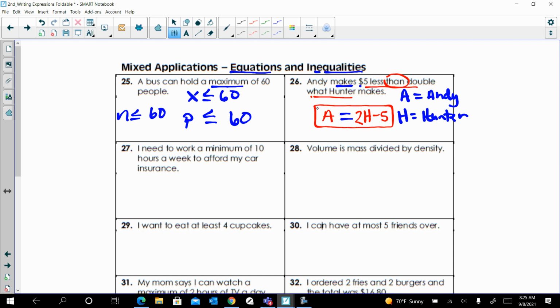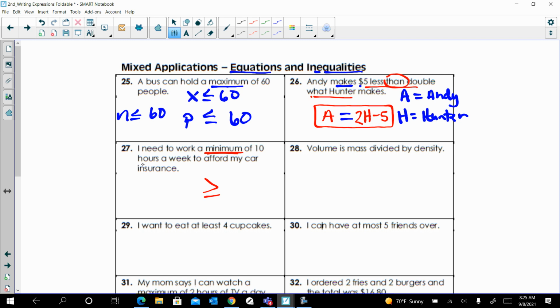Right here, I need to work a minimum of 10 hours a week to afford my car. Right there, because I see minimum. What inequality symbol is that for that word? Greater than or equal to. Yeah.